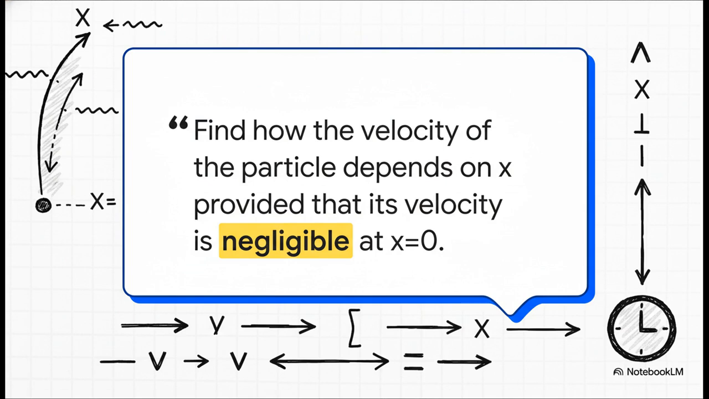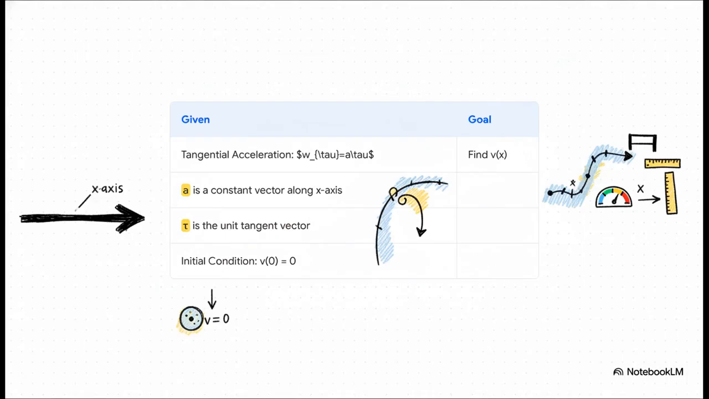First, we have this expression for tangential acceleration, W tau equals A tau. And second, we have this absolutely crucial initial condition. The particle starts from rest, or negligible velocity, right at the origin, x equals 0. Let's get this organized so we can see it all at once.